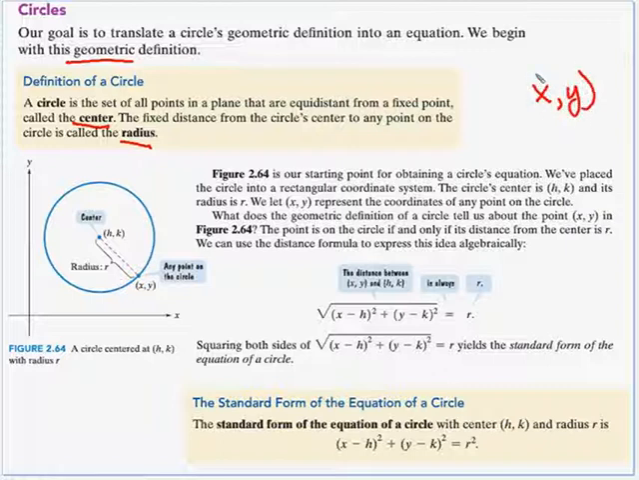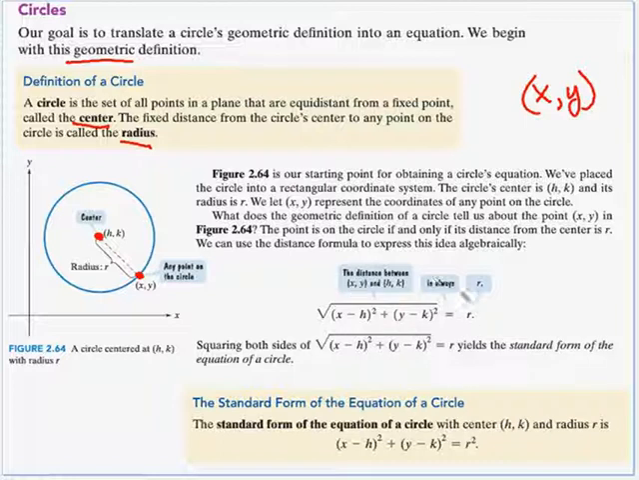x comma y are our usual variables for the points in the plane, but because these are special points denoting the center of a circle, we're going to use h and k. We let x comma y represent the coordinates of any point on the circle. So here's our center h, k. x, y is going to be a point on the circle, and r is the distance between the center and a point on the circle. So what does the geometric definition of a circle tell us about the point x, y in the figure? The point is on the circle if and only if the distance from the center is r.